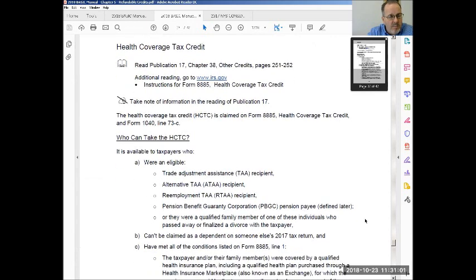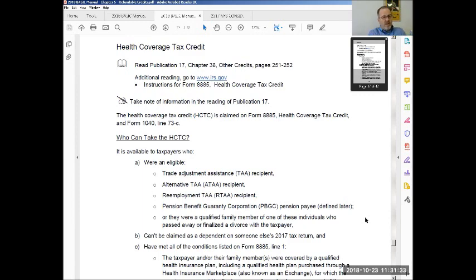Okay? What this is, and when you read this one, you probably get a little confused. It has nothing to do with the Affordable Care Act, okay? I saw this one a lot when I was up here in Lockport because of the way things worked with Delphi with the retirees, okay? Because they had to pay their own insurance, and because of the way that the whole bailout and all this happened, they were now eligible for this tax credit.